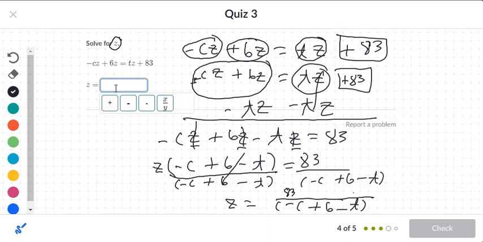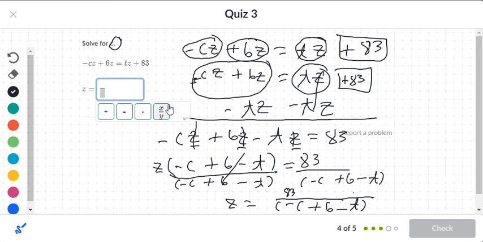So let's type that in. We're going to use this XY key because that forms the fraction there. So we're going to say 83. Move the arrow key down. Start the parentheses here. So I'm going to have negative C, plus 6, and then a minus T. So 83 over negative C plus 6 minus T.